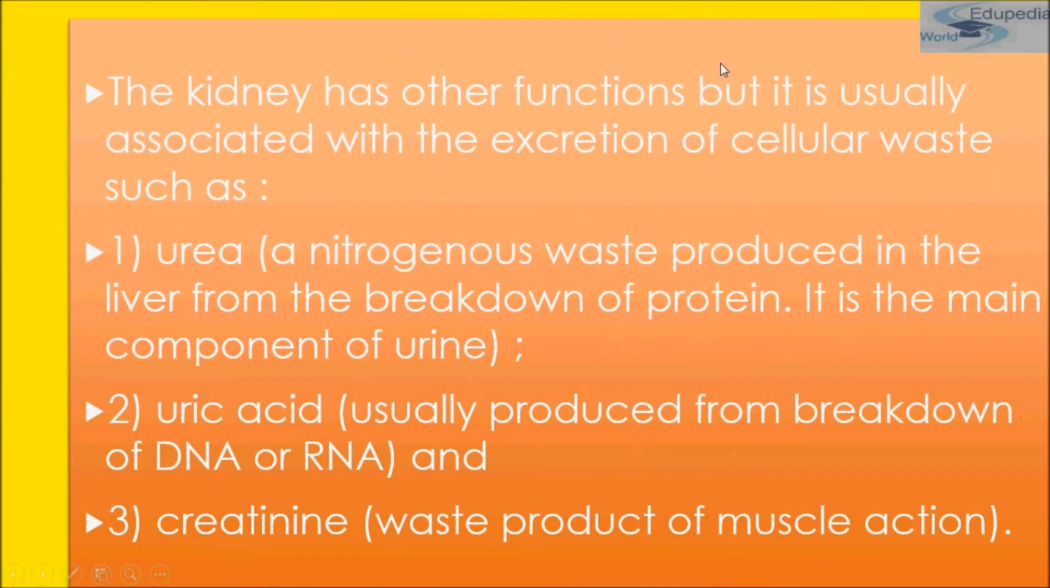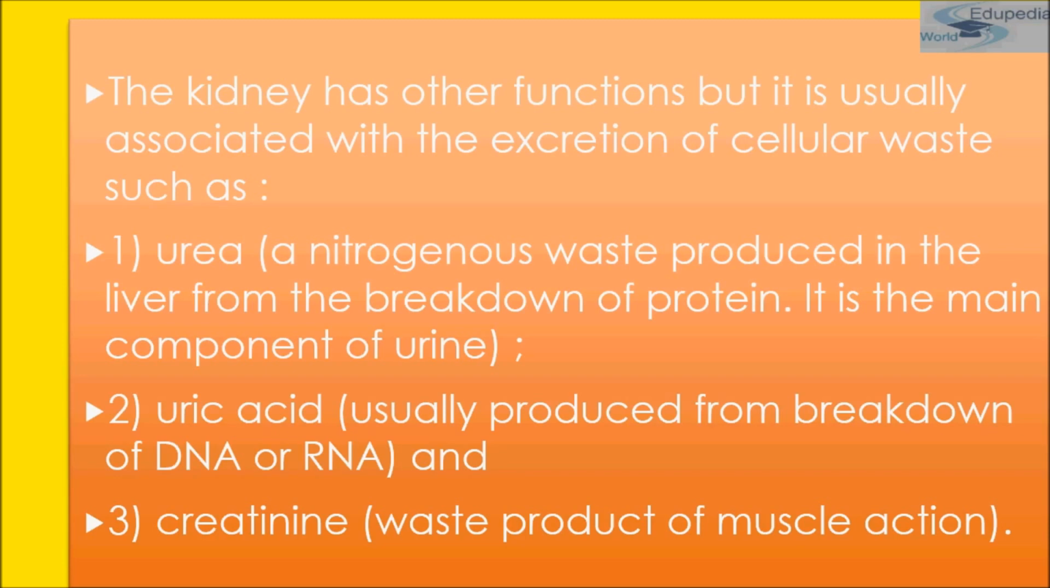Now the kidney has other functions also, but it is usually associated with the excretion of cellular waste such as urea, uric acid, and creatinine. What is urea? Urea is a nitrogenous waste which is produced in the liver from the breakdown of protein, and it is the main component of urine. And what is uric acid? Uric acid is usually produced from the breakdown of DNA or RNA. That means when DNA and RNA break down, they form uric acid.